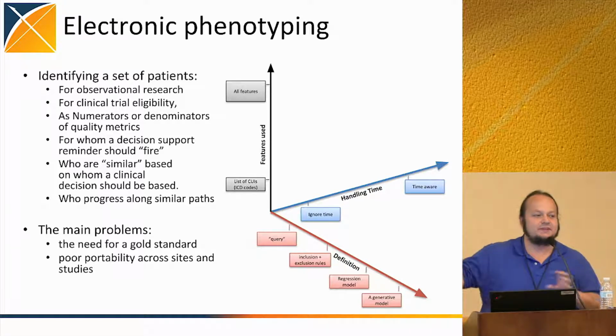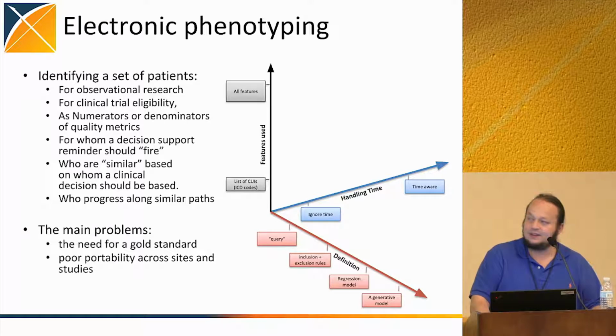So if you notice, the way they interpret the dimensions is a little bit different. You can't just have a phenotype in Atlas by completely ignoring time. That would probably not be a very good idea.